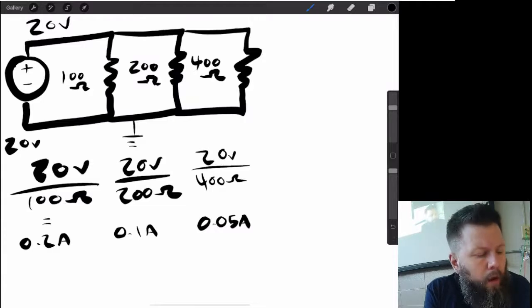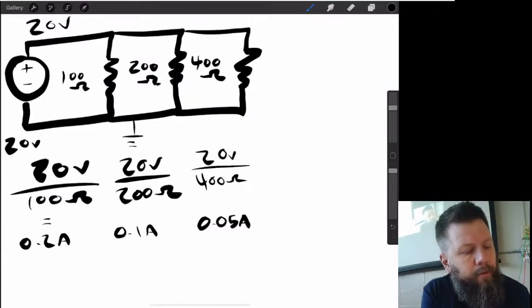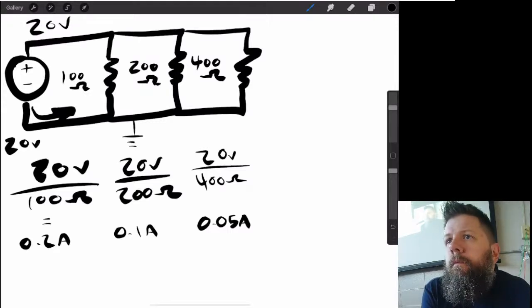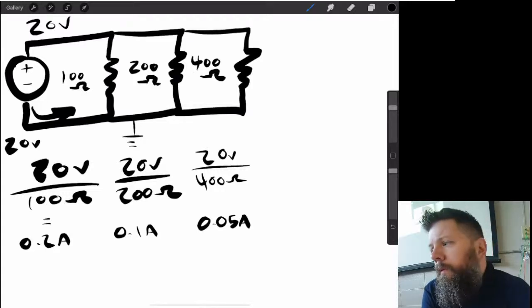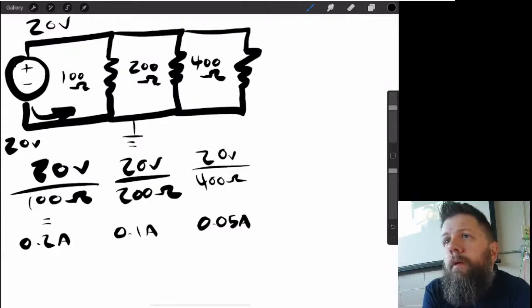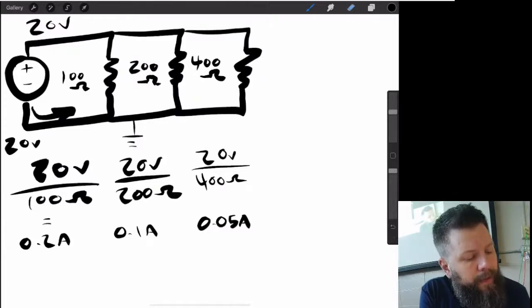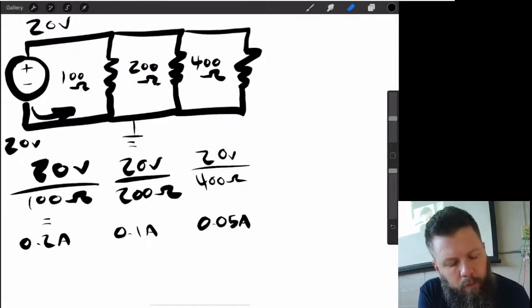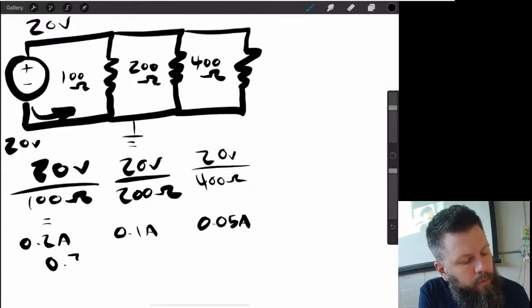Okay? All right, so what's my total current that's coming out of my source? It would be 0.2 plus 0.1, which would be 0.3, plus 0.05, so 0.35, right? All right, so 0.35 amps is my total amperage.